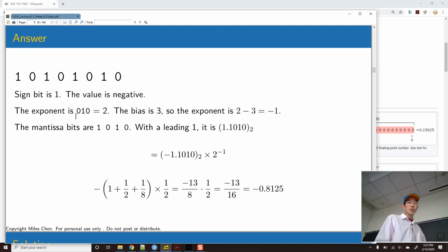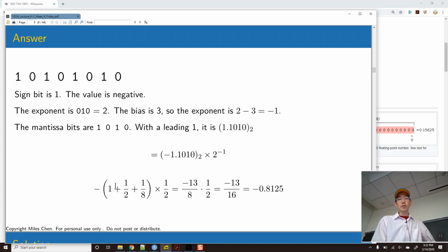So the mantissa bits are 1, 0, 1, 0. And with the leading one, that's going to become 1.1010, which is going to be 1 plus 1/2, no fourths, plus 1/8, and no 16ths. So I've got 1 plus 1/2 plus 1/8 multiplied by 2 to the -1.